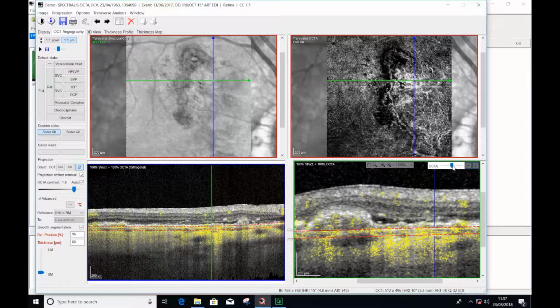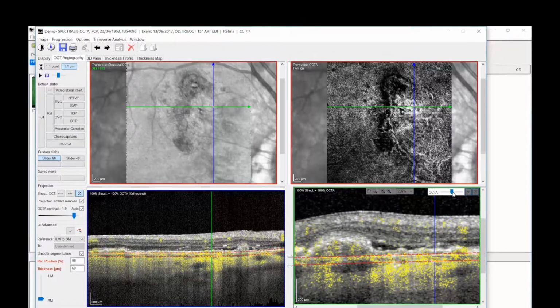The ICG shows pooling of the dye, however the OCTA doesn't show this corresponding feature. This is because of the nature of OCTA. What we see here is the vascular component rather than the leakage.